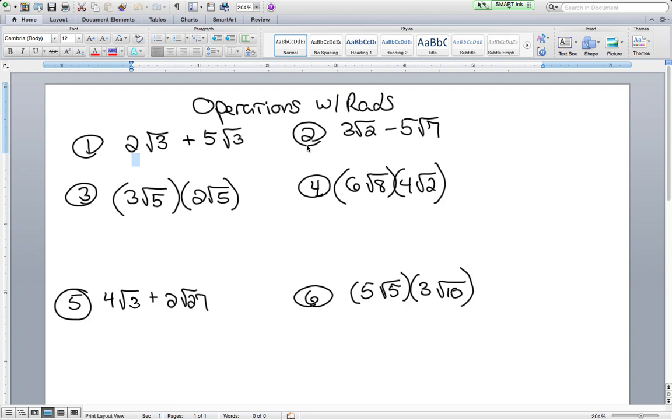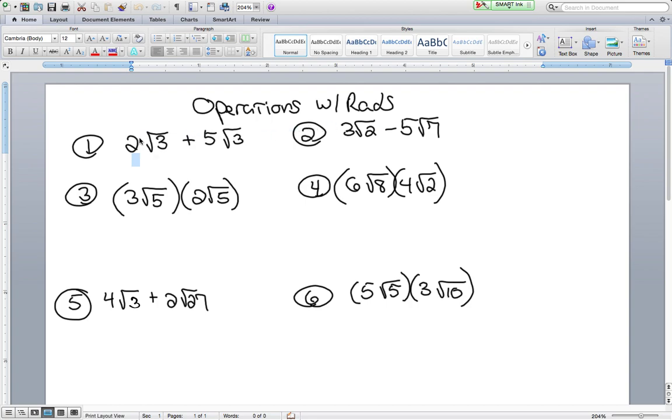We're going to be doing some operations with rads. Some of this is review. Let's start off with number 1 here. Now, remember, when we go to do this, rads behave just like variables. They're not variables, but they behave just like variables when it comes to like terms.